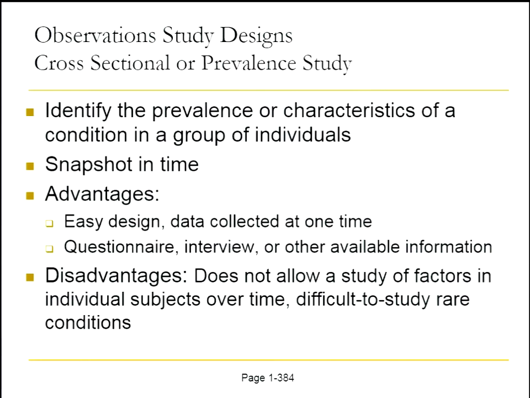And then lastly, of the observational study designs, the easiest is a cross-sectional or a prevalence study, and that is a snapshot in time. We send out a survey to you, you respond today, we have all the data that we need to collect. It's easy, data collected at one time, generally done by questionnaire interview or some other information. Now the disadvantage is it doesn't allow us to assess that over a time period. And it's also, unless we have incredibly large populations, difficult to study rare conditions.